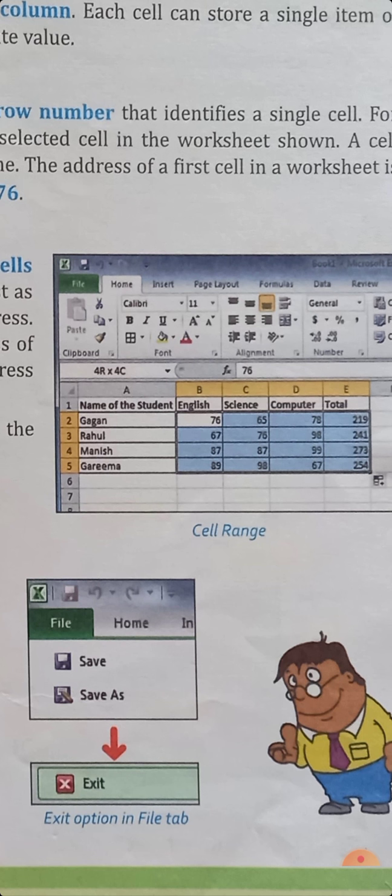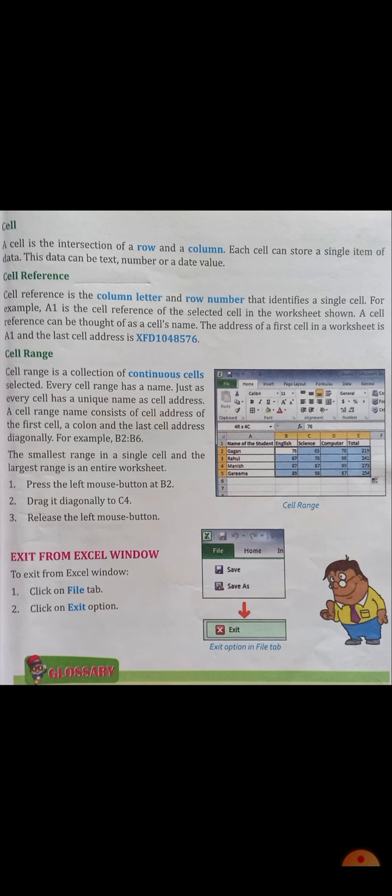Understanding, children? So this is how we select a cell range. The smallest range is a single cell and the largest range is the entire worksheet. Whatever you have selected, from the smallest to the largest, is the range. Here they are saying, press the left mouse button at B2, drag it diagonally to C4, and release the left mouse button. This is how we can select a range.